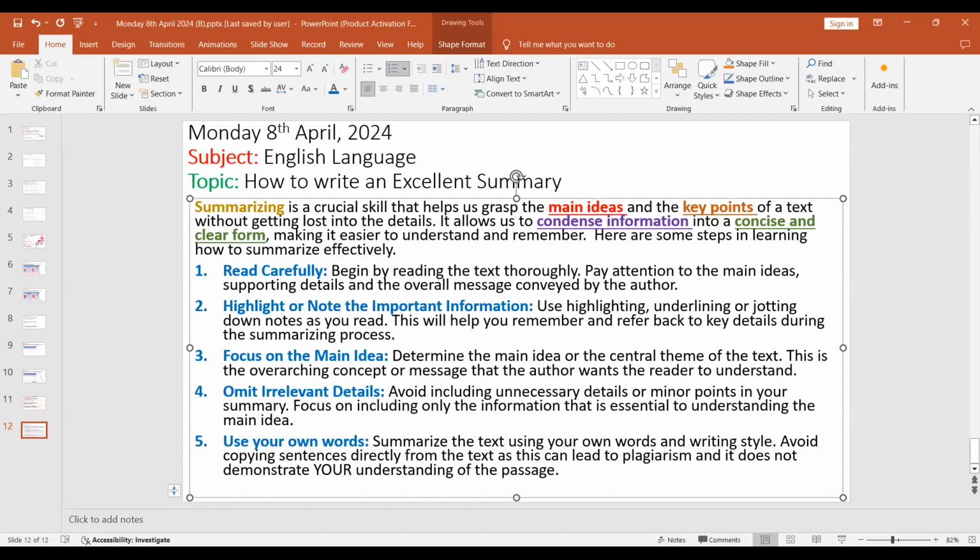And then the fifth one? And the fifth on how to write an excellent summary: use your own words. Summarize the text using your own words in writing style. Avoid copying sentences directly from the text, as this can lead to plagiarism, and it does not demonstrate your understanding of the passage. Thank you. It's like a house with instructions. So. Yes, go ahead, Kingston.